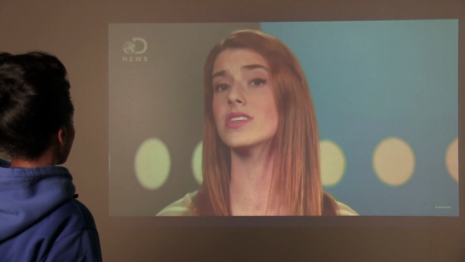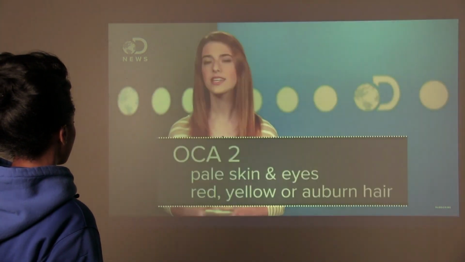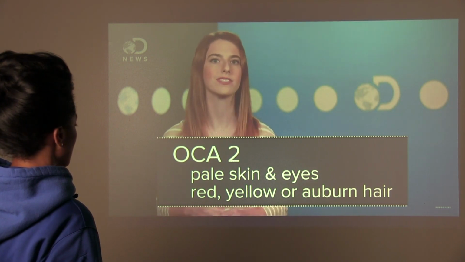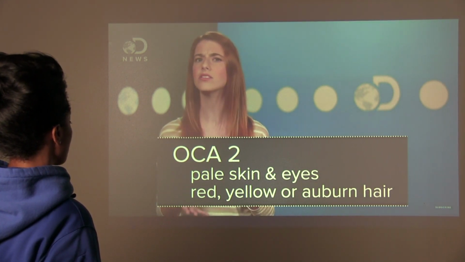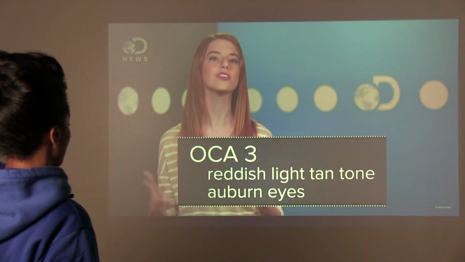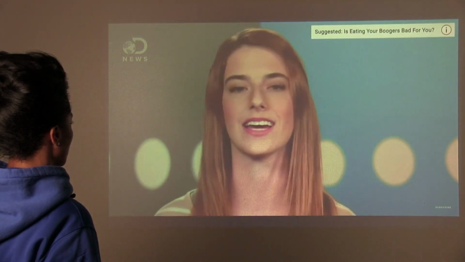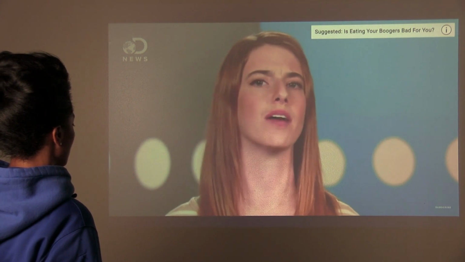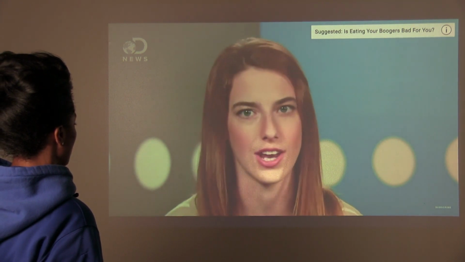Some babies born with OCA type 1 do develop slight pigmentation during their early childhood, but many born with this type of albinism never do. OCA type 2 is less severe than type 1. Skin and eye color will be pale, but hair color is more likely to be red, yellow, or auburn. OCA type 3 mostly affects people who are darker skinned and will create a reddish light tan tone with auburn eyes. OCA type 4 is very related to type 2. It's hard to diagnose which type of albinism is at work and is best left to genetic testing.